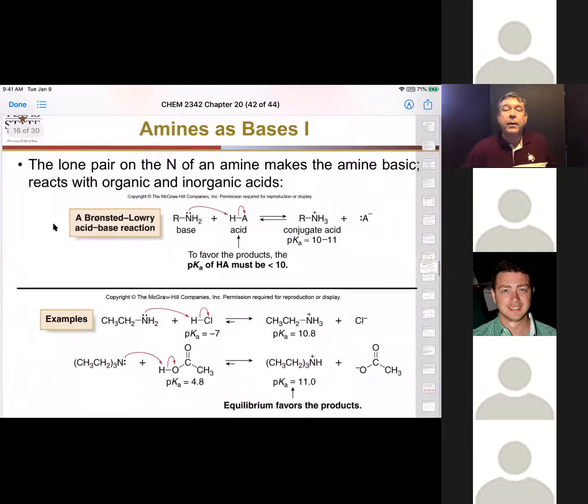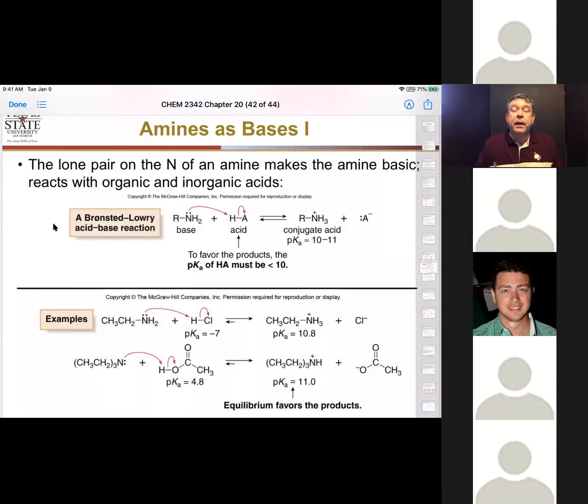So now that we know how we can make them selectively, we can selectively make primaries by several different methods, by adding or reducing the number of carbons in our chain or maintaining the number of carbons in our chain. Now let's talk about how we can use them as bases. Okay, so they react as Bronsted-Lowry bases, but they also react as Lewis bases. So in the case of a Bronsted-Lowry base, we are going to use that lone pair to reach out and grab a hydrogen and create our conjugate acid, which is our ammonium salt.